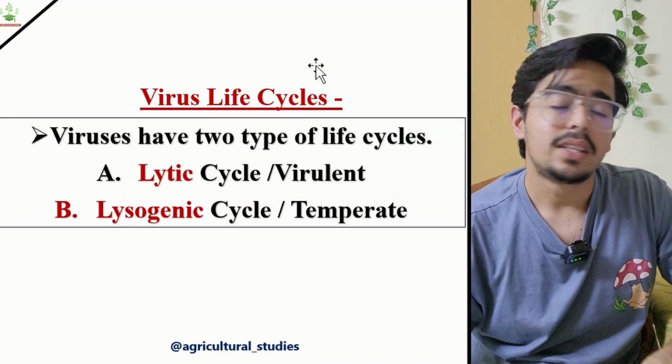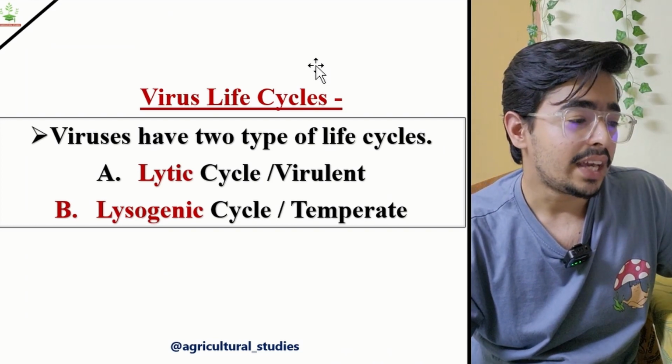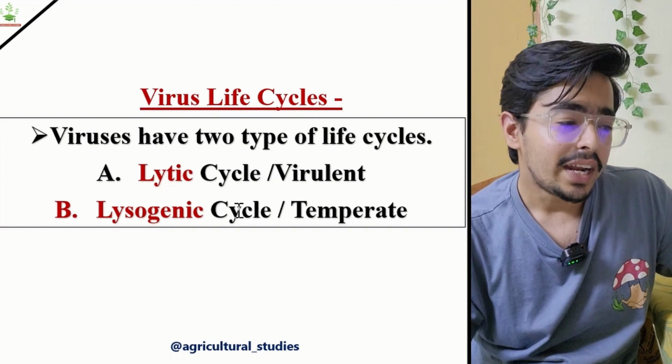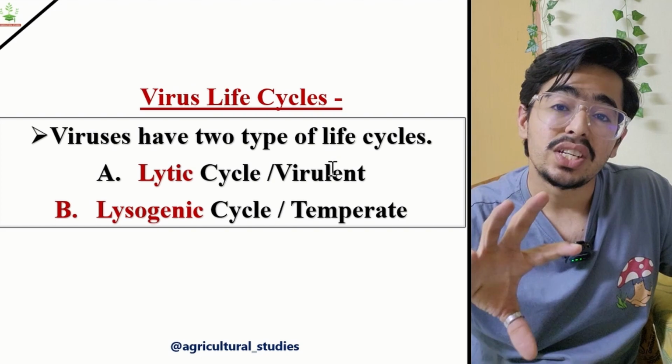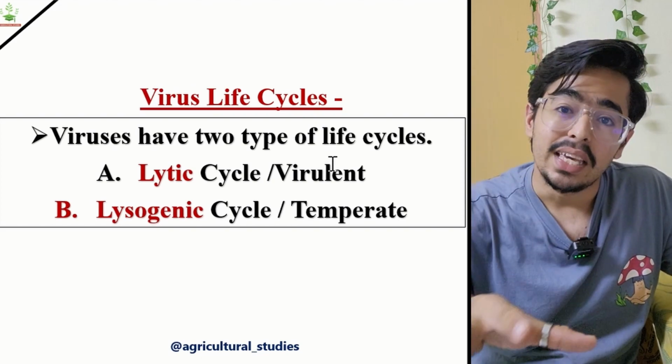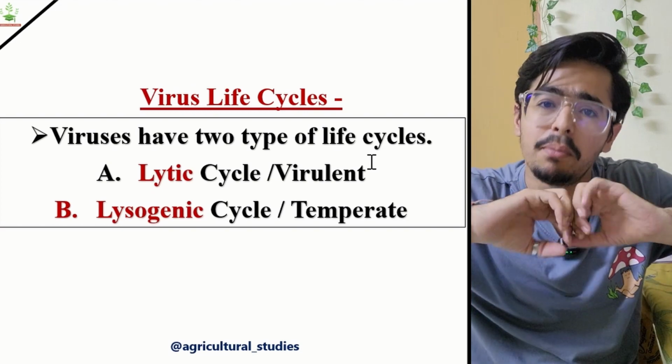So let us discuss now the life cycle of viruses. There are two main life cycles. The first one is lytic and the second one is lysogenic. Lytic is also known as virulent. Virulent means they are dangerous. They completely kill the host cell. Lytic means completely break down.